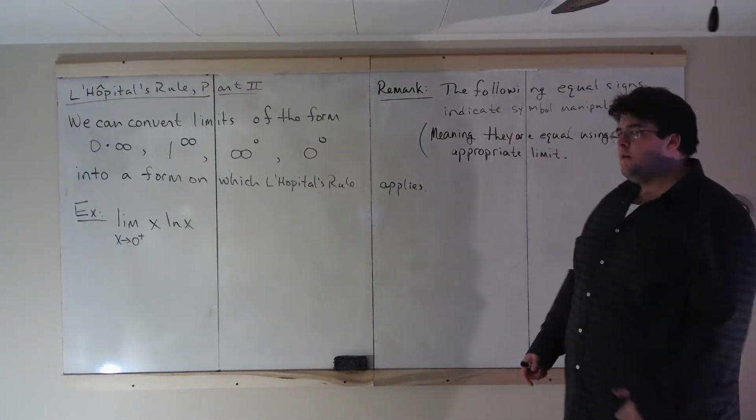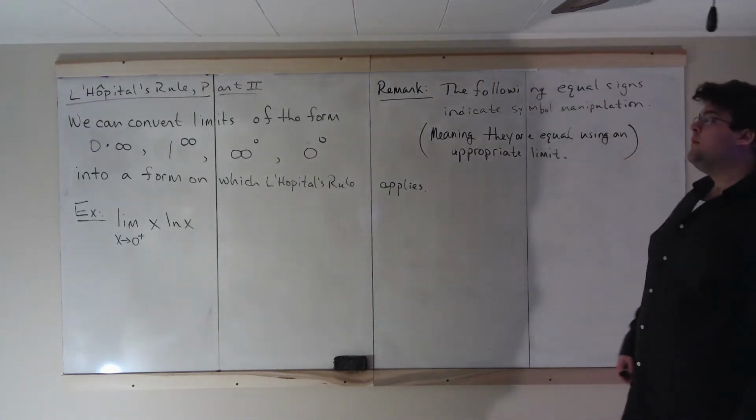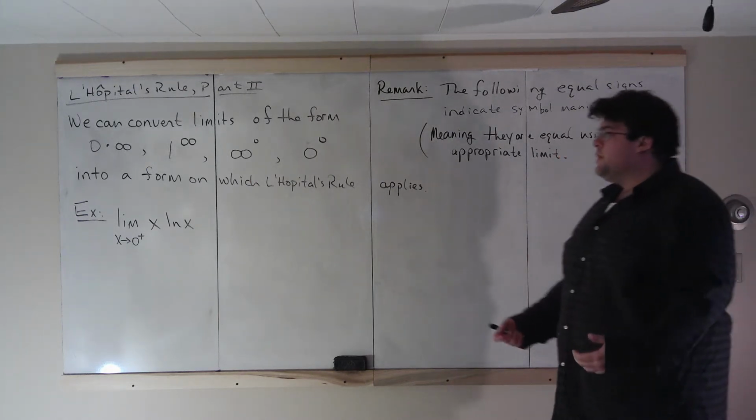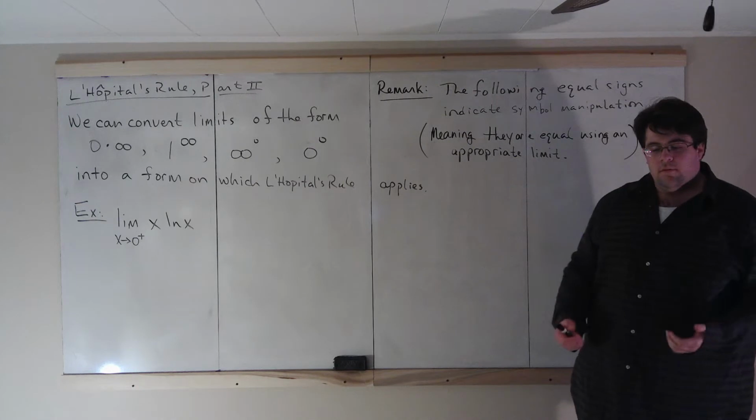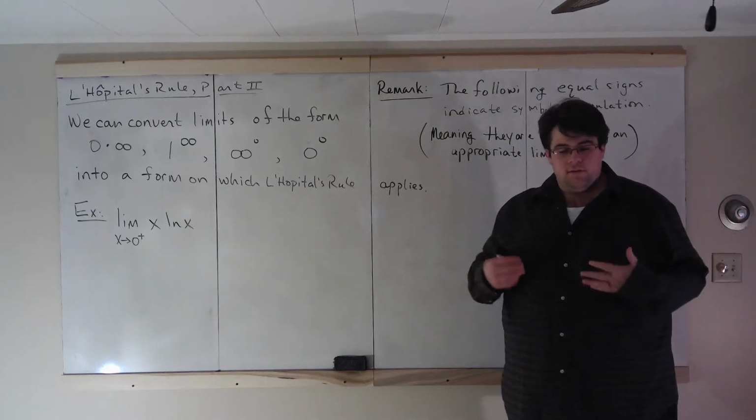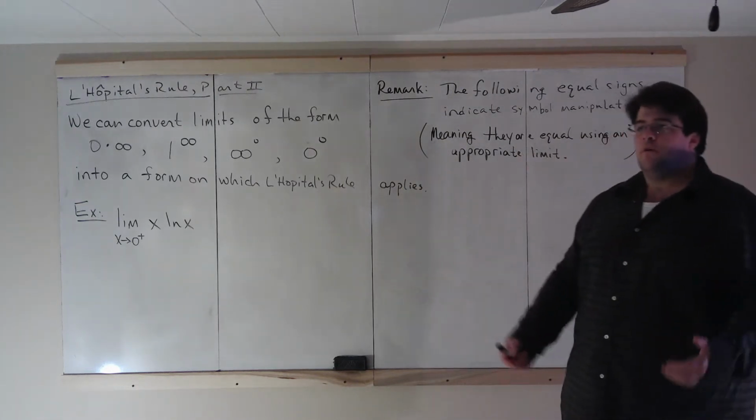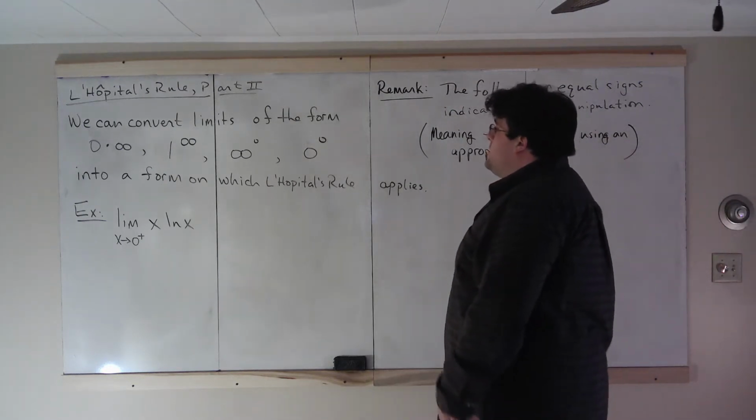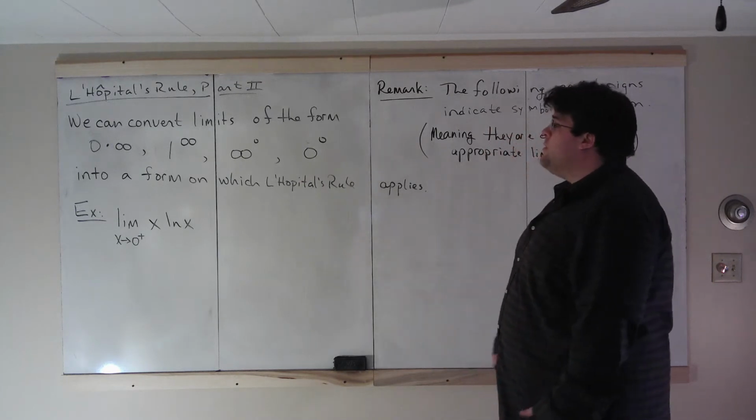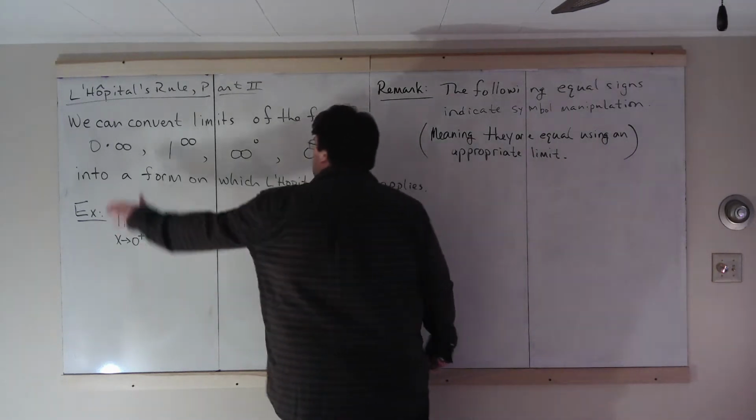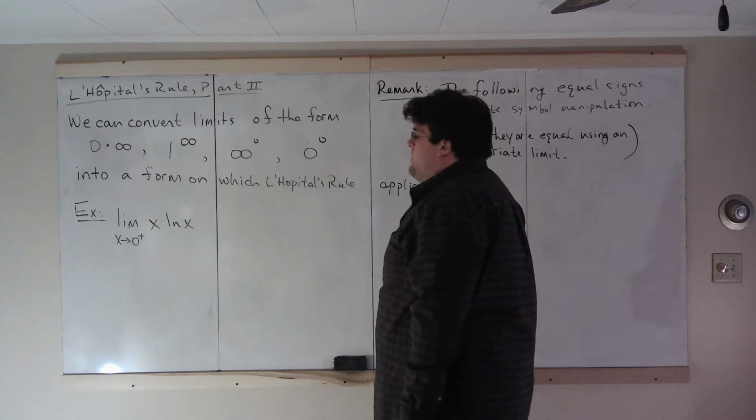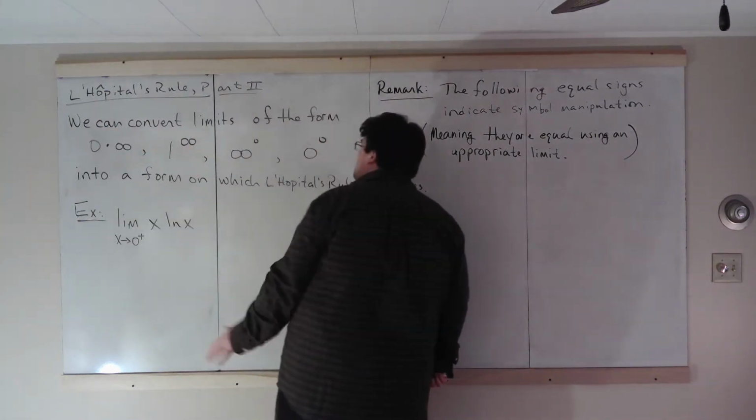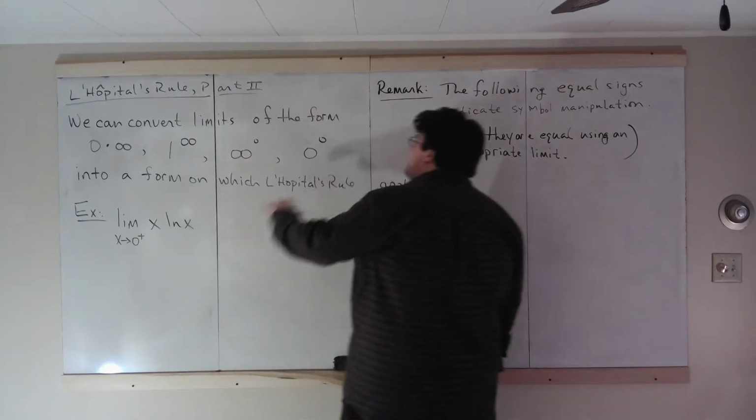Last week, we began our discussion of L'Hopital's rule, and we saw that we could use the derivative to compute certain limits. In particular, we used it to compute limits which took a form of 0 over 0 upon substitution, or infinity over infinity, positive or negative. Here, we're going to see how we can use L'Hopital's rule to compute limits which take any of these four forms: 0 times infinity, 1 to the infinity, infinity to the 0, 0 to the 0.